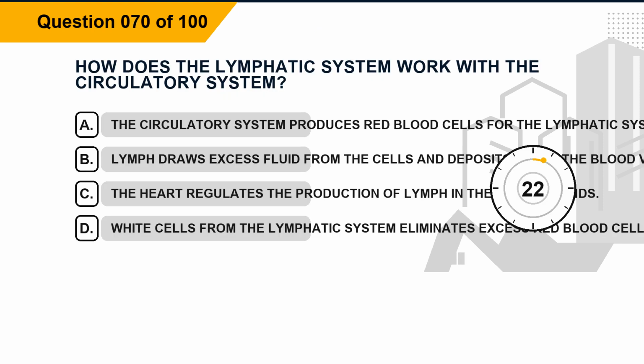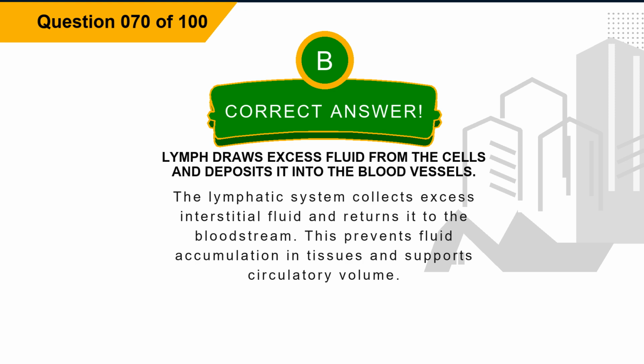Question 70. How does the lymphatic system work with the circulatory system? Option A, the circulatory system produces red blood cells for the lymphatic system. Option B, lymph draws excess fluid from the cells and deposits it into the blood vessels. Option C, the heart regulates the production of lymph in the lymph glands. Option D, white cells from the lymphatic system eliminate excess red blood cells. The correct answer is option B, lymph draws excess fluid from the cells and deposits it into the blood vessels. Explanation. The lymphatic system collects excess interstitial fluid and returns it to the bloodstream. This prevents fluid accumulation in tissues and supports circulatory volume.